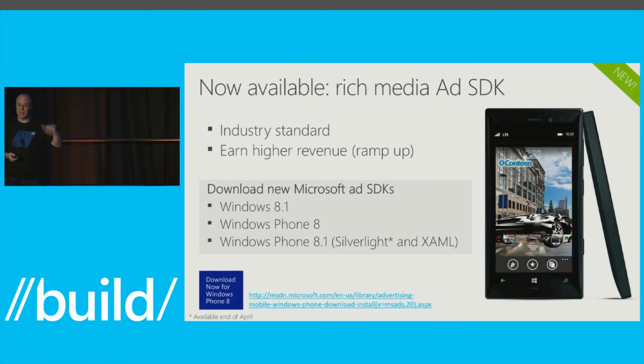Now, those rich media ads are industry standard, so there's more volume, more availability of those ads in the market. And as more apps integrate this ad SDK, there's going to be a ramp up, and then there are going to be more rich media ads shown in the system. So this doesn't happen the moment you install the ad. It's going to take a few weeks and months to get there. And so there's a new ad SDK for Windows 8.1, for Windows Phone 8, and 2 ad SDKs for Windows 8.1, Silverlight and XAML. Now, the one for Silverlight, we're releasing at the end of the month, at the end of April. The one for XAML is available integrated in Visual Studio. So that's another recommendation for you. We built these new ad SDKs to help you increase your revenue.